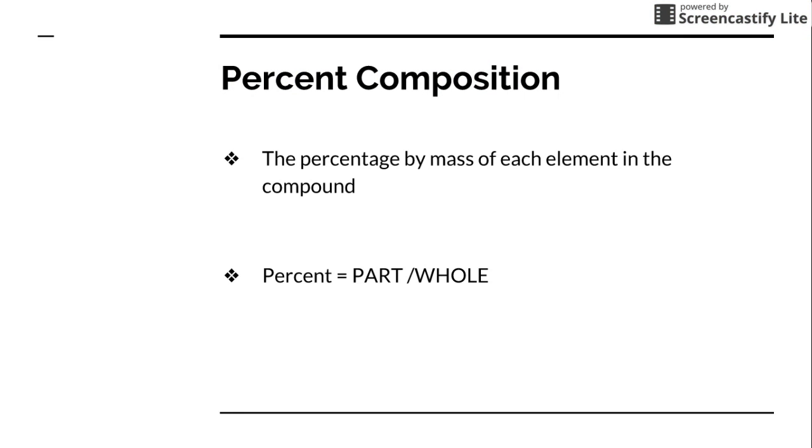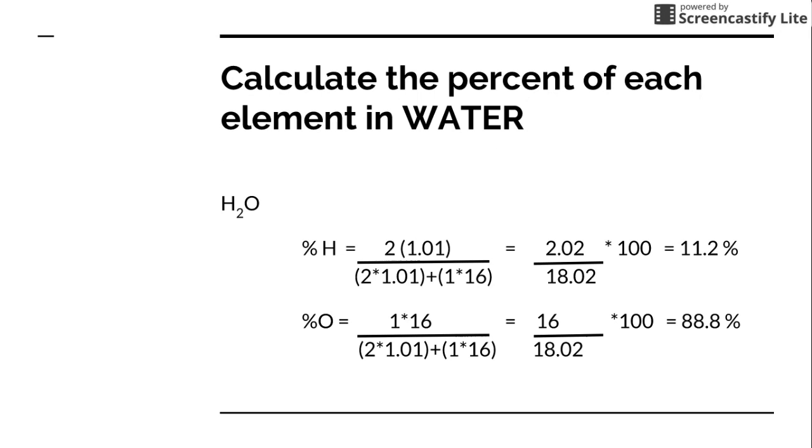Now let's take a look at percent composition. You've been doing percent pretty much all your lives, but here we're going to talk about percent by mass of each. The thing you need to remember, percent is part over whole. And then, of course, times 100 since it's percent. So let's take a look at water again. I want to know the percent hydrogen and percent oxygen.